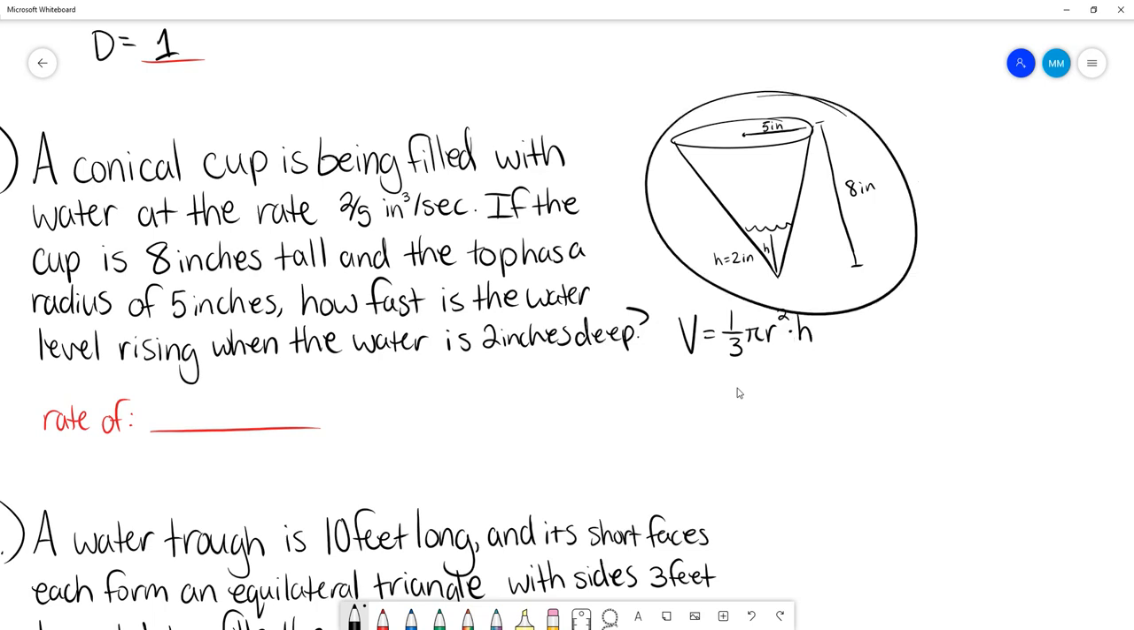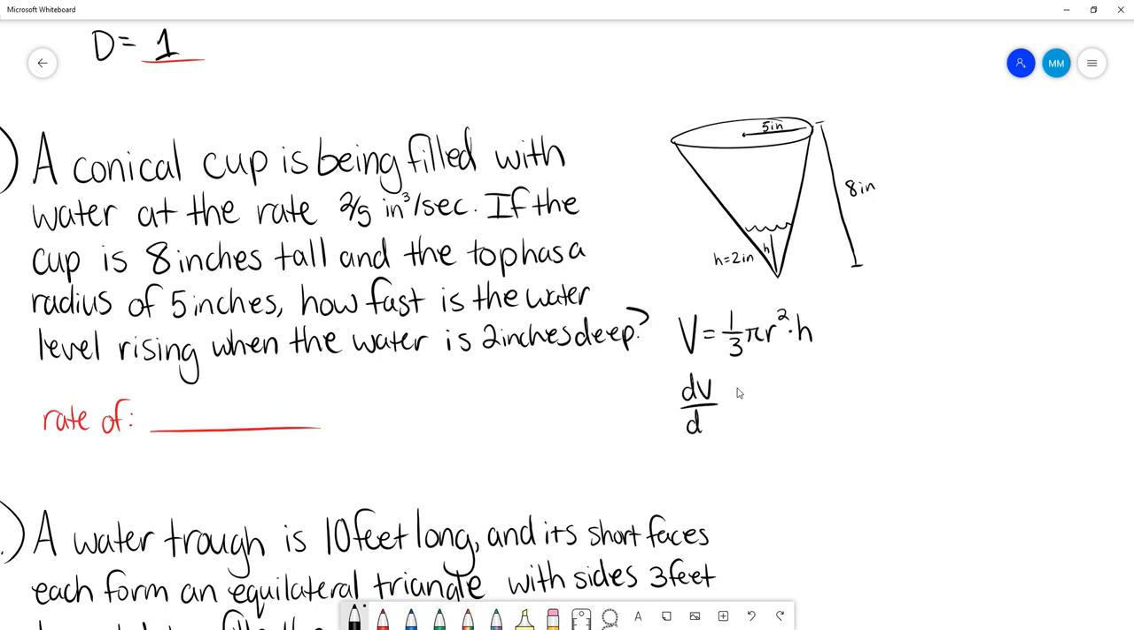So the volume of this whole thing would be if I plugged in 5 for my radius and 8 for my height, but that's not what we're looking for. We want to know how fast the water level is rising. So we want to know how fast this height is changing here, right? So we want to know what dh dt is, which means we need to take the derivative of this.